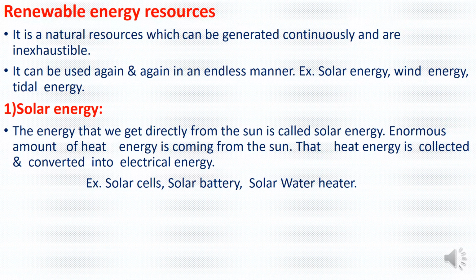What is solar energy? The energy that we get directly from the sun is called solar energy. An enormous amount of heat energy is coming from the sun. That heat energy is collected and converted into electrical energy. For example, solar cell, solar battery, solar water heater.